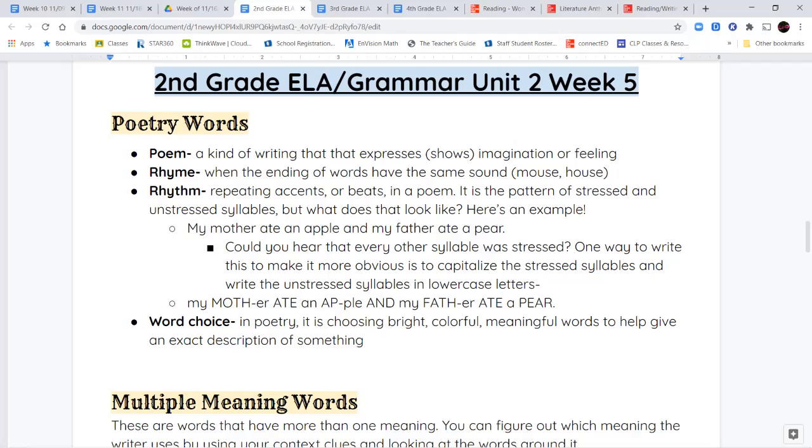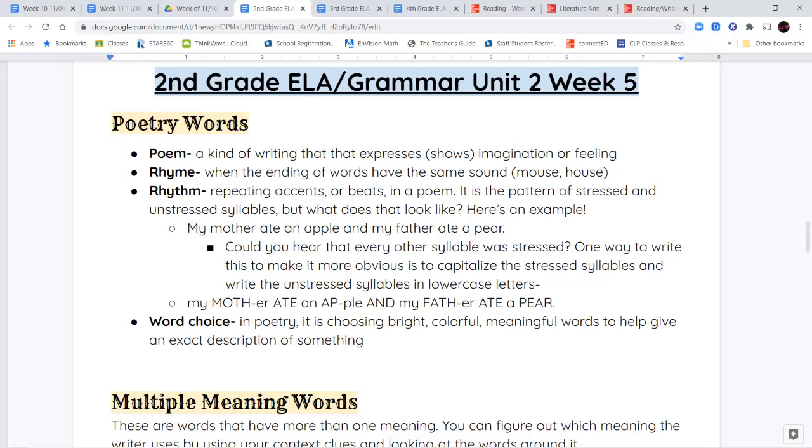So when you're saying something or you're reading something, the parts of the word that you're focusing on, that you're saying more strongly, are your stressed syllables. And the parts that you're saying softly are your unstressed syllables. So I'm going to give you an example sentence. So if I say, my mother ate an apple and my father ate a pear. So could you hear the different stresses? So the parts that I said more strongly and the parts that I said more softly.